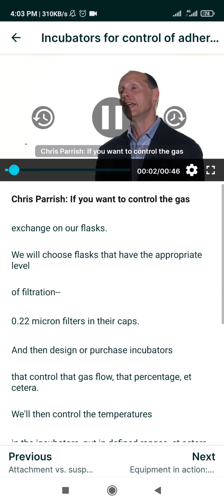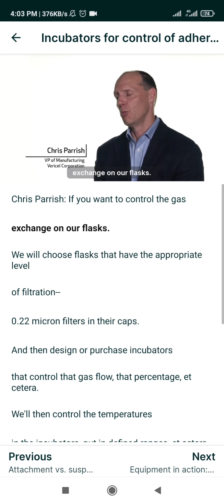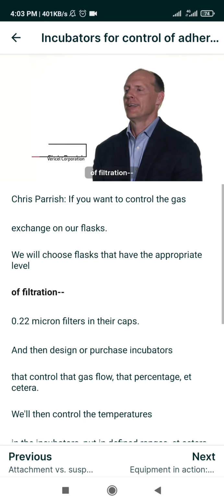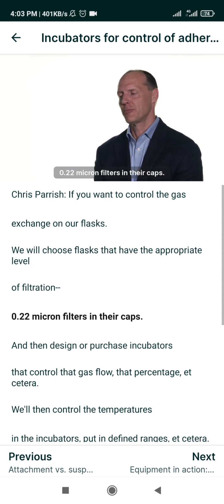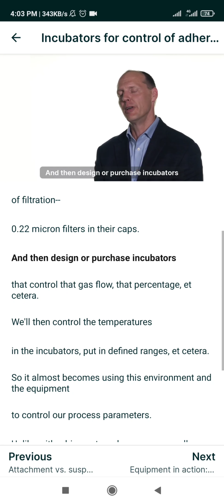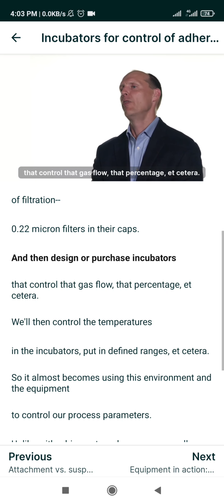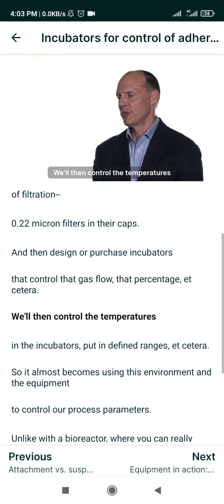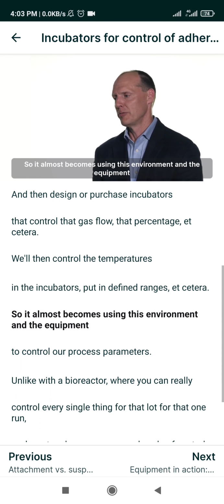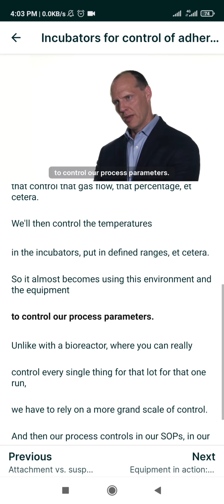If you want to control the gas exchange on our flasks, we will choose flasks that have the appropriate level of filtration, 0.22 micron filters in their caps, and then design or purchase incubators that control that gas flow, that percentage, etc. We'll then control the temperatures in the incubators, put in defined ranges, etc. So it almost becomes using this environment and the equipment to control our process parameters.